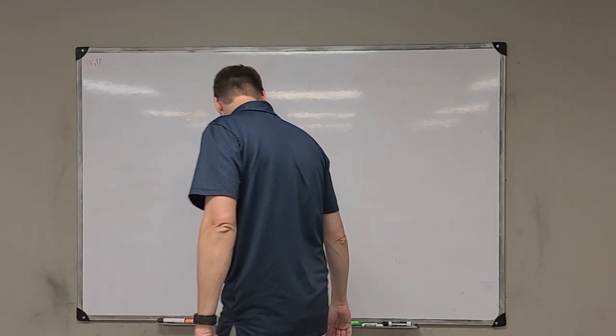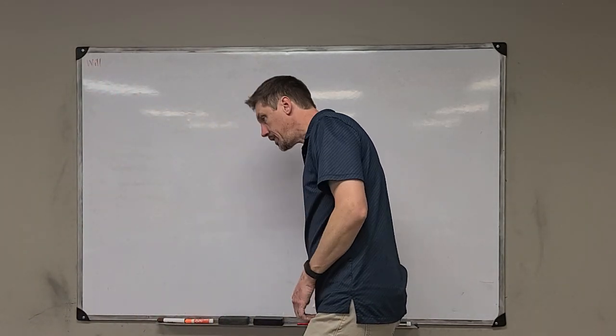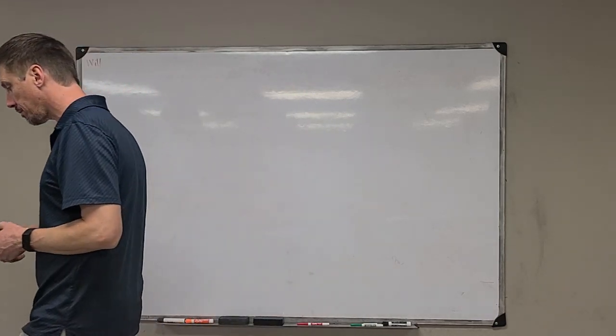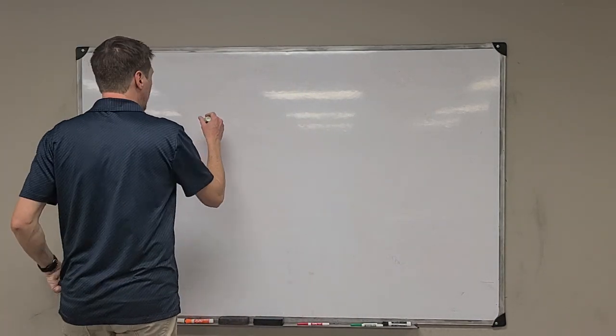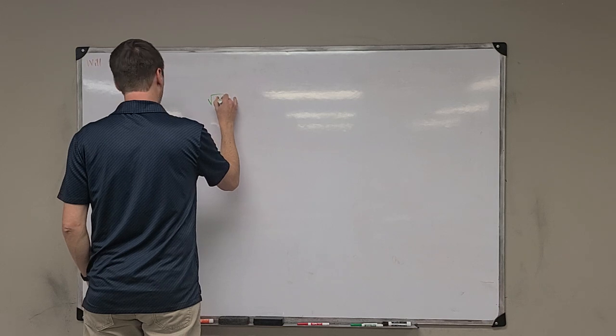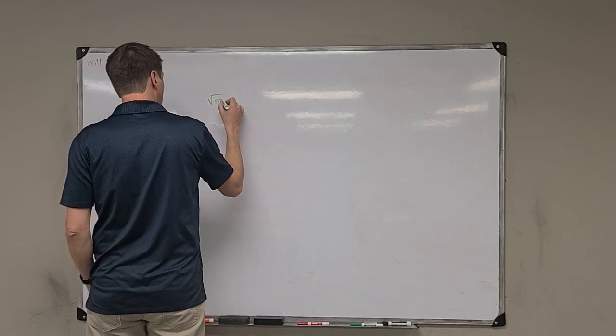All right, so lesson 63. We're talking about the products of square roots and repeating decimals. All right, so let's see. My guess is that you guys have seen this before. What I don't know is if you remember that you've seen this before.